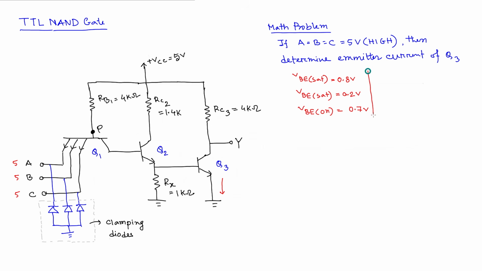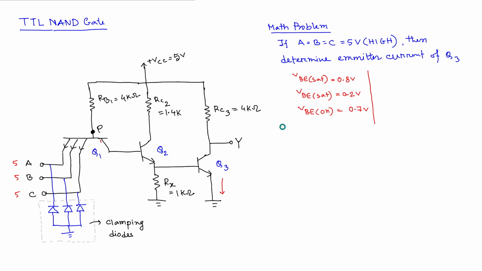Okay, now first of all, we are going to try to understand in what configuration they are in, right? So basically all of them are getting 5 volts, so obviously all of the junctions here are reverse biased. So P will be at a voltage which is needed for this to be forward biased, this to be in saturation, and this to be in saturation. So 0.7 here, 0.8 here, and 0.8 here, right?